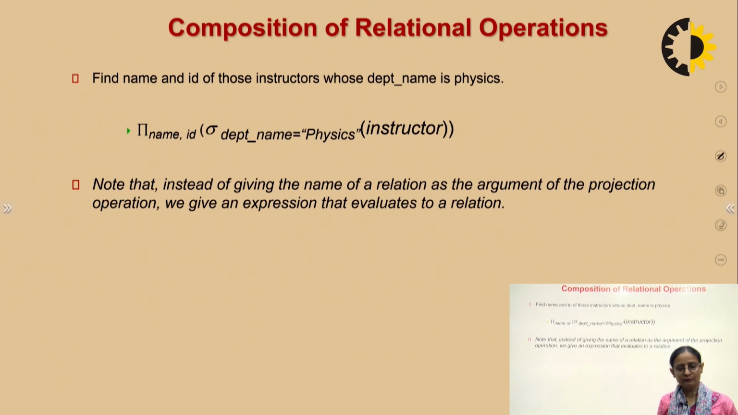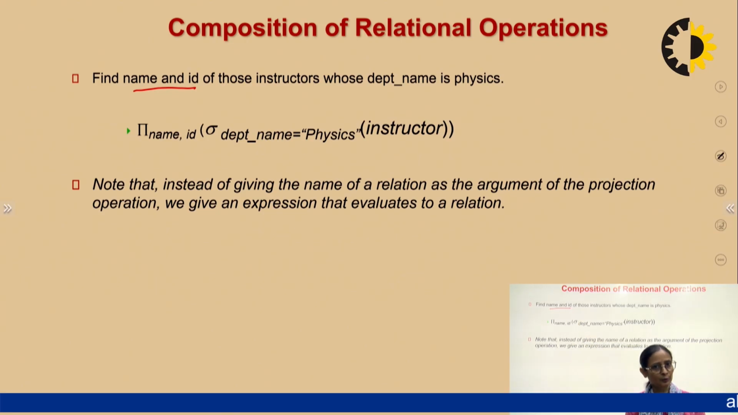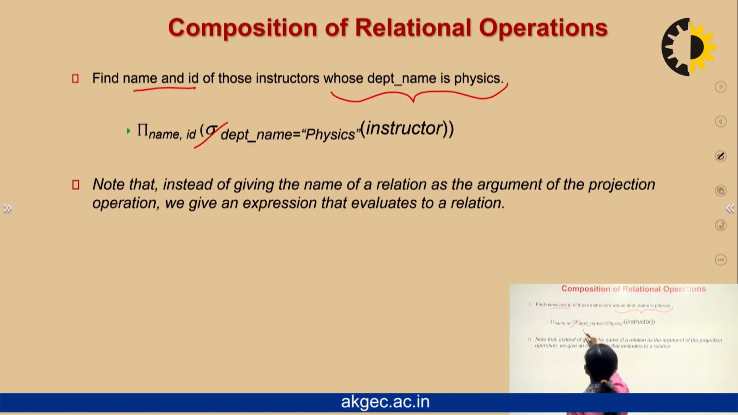But we always use projection and select operation in conjunction with each other. They are generally used together. For example, how will we use them? Let's explore it with the help of an example. I want to display only name and ID. So here projection, but with a condition, that is only those instructors whose department name is physics. So what will I do? First, I will use the sigma operator. This is the predicate in this case. Department name is equals to physics, and then the name of the relation.